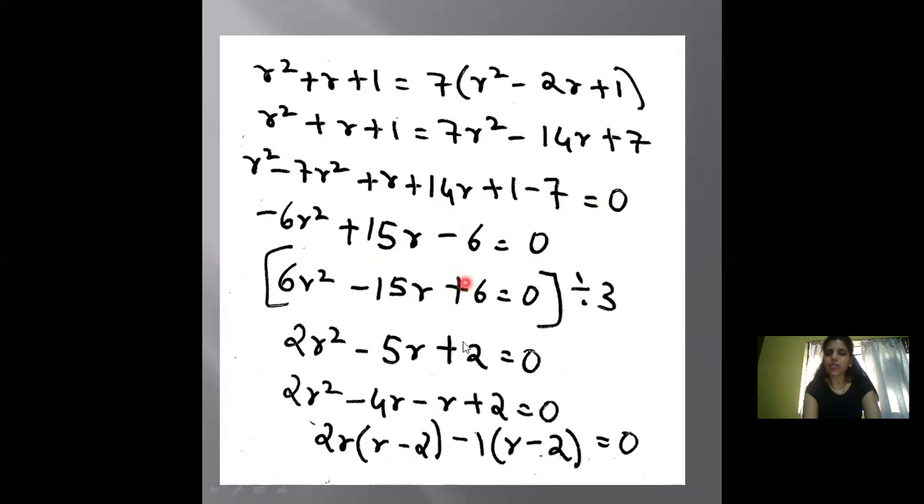This becomes plus. When you want to get rid of the negative sign for the first term, what you do is change the sign throughout. So that is what is done. Now you can further simplify it. You can see that all the numbers can be divided by 3. So that is what I've done. I've divided by 3, so I got 2r square minus 5r plus 2 is equal to 0.